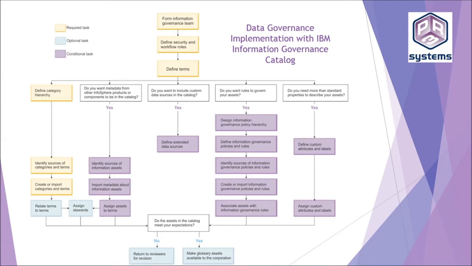Okay, so this talks about the different components. As we talked, you need to first form the information governance team. And then you need to define the security in the workflow roles. Who is the author? Who is the publisher? Who are going to be the approvers? And then you need to define the terms.